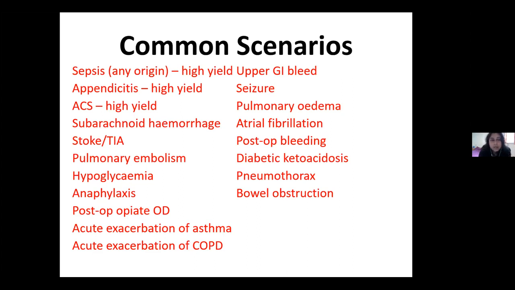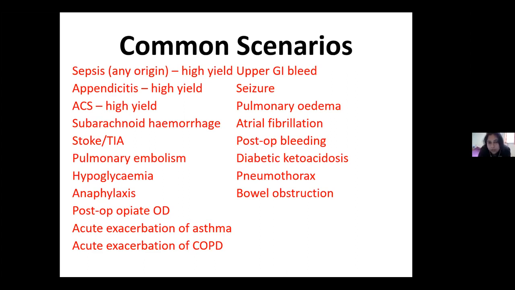Subarachnoid hemorrhage, your strokes, your TIAs are less high yield. Your PEs and any type of respiratory disorder are less high yield. Opioid overdose came up before. Anaphylaxis, upper GI bleeds, seizures, atrial fibrillation. Post-op bleeding, I think, is another quite high yield one. I should have put that in there. DKA, pneumothorax has also come up quite often in the past actually, and bowel obstruction has also come up quite often before. So I will edit this and put a few more high yield things in here.